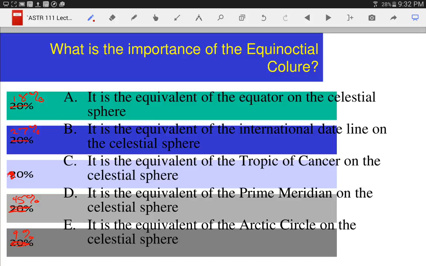Well, the answer is, and once again, there's really no two ways of going around this, it's just going straight to the answer. The answer is D. The equinoctial colure is where we measure zero right ascension from. The prime meridian is where we measure zero longitude from. So they're equivalent to each other, but one on the celestial sphere, one on the Earth. So it's for measuring going around the equator, how far you've gone.